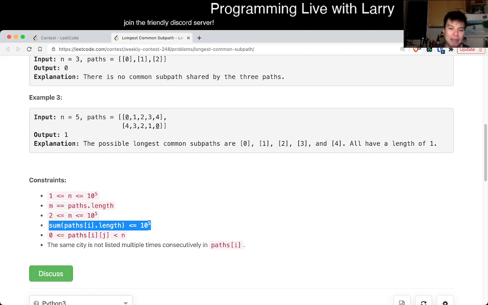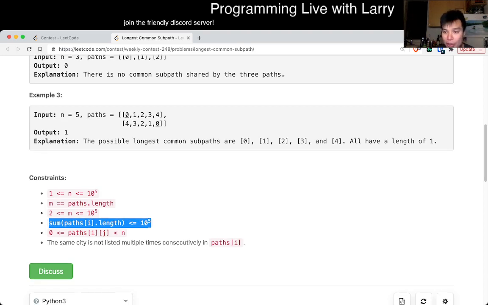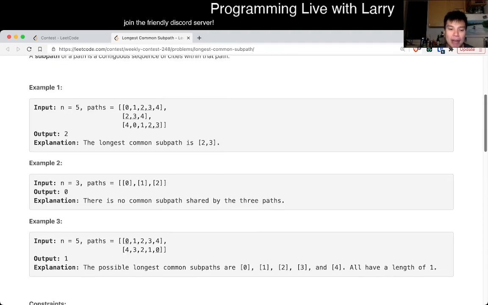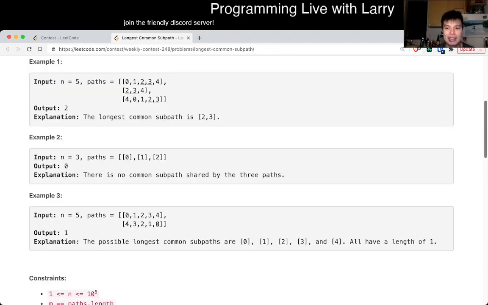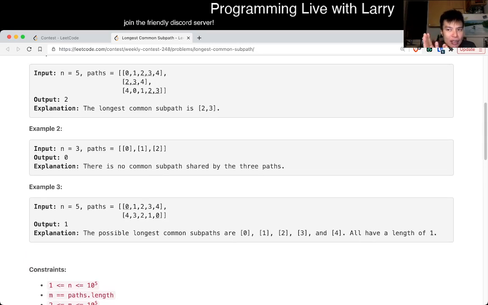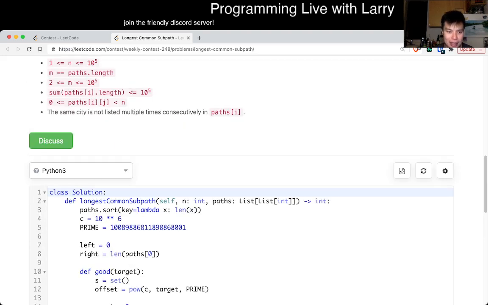So basically what I did is binary search on the answer. And what does that mean? That means I asked myself, is there an answer of length x, right? If there's an answer of length x, then let's try an answer of a longer length. If there's no answer of length x, let's try a smaller length. That's basically the idea.